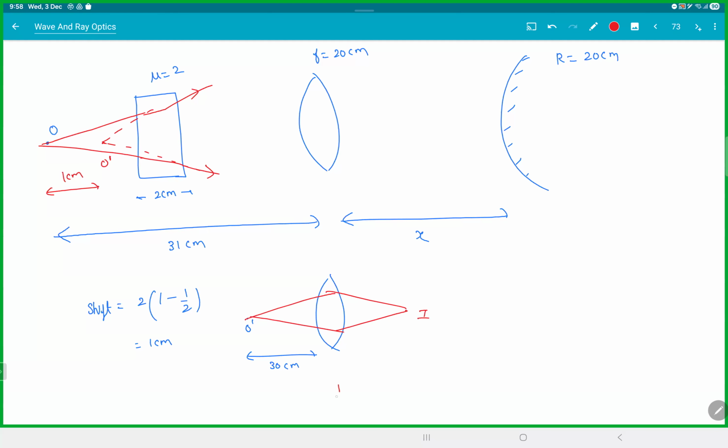That formula, 1 by v minus 1 by minus 30 equals 1 by 20, that will be 60 centimeters. And then you know the process. There are two cases. Either it can be at the pole or it can be at the center. Clear with that? So after hitting the lens, if the final image which forms falls on the pole or at the center of the mirror, the light rays will retrace. Clear with this?